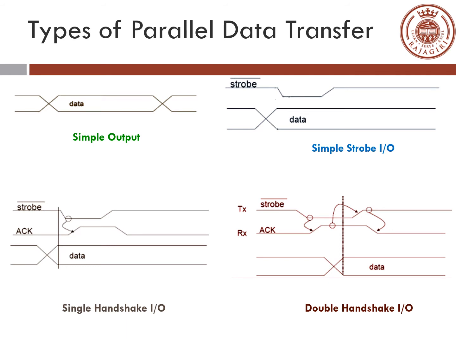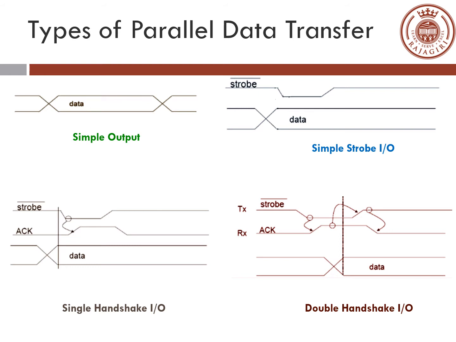So if you look at the various methods, the first method is called the simple output method, where data is put out by the device or the microprocessor, and it leaves the data there on the bus for some time, after which it assumes that the receiver has obtained the data and goes and changes the data signal. But we are not really sure whether the receiver has managed to store the data in its buffer.